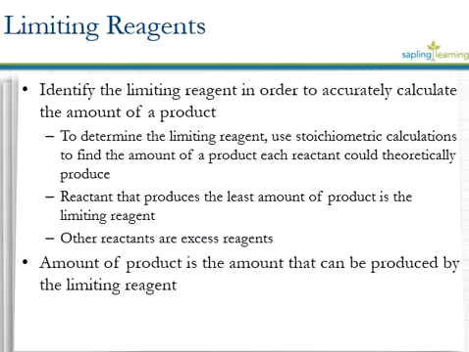So in order to determine which one is the limiting reagent, you really have to do two calculations. If we have two reactants, you have to do two separate calculations to figure out the amount of product that each one would make. And then the one that would make the least amount of product is what we call your limiting reagent. And then the other one is in excess.